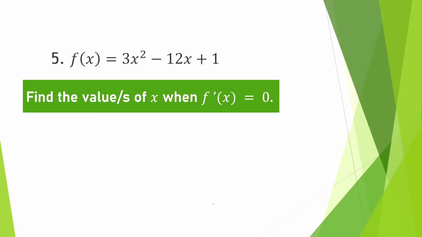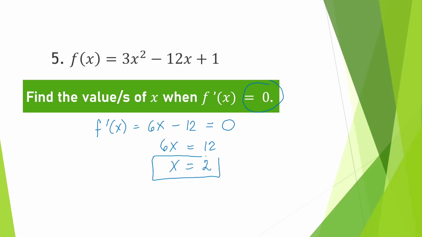Okay, let's go to number 5. Find the value or values of x when f prime of x is equal to 0. Okay, fast forwarding our timer. Let's first get our f prime of x. So f prime of x will be 6x minus 12. And then we're interested in at what value or values of x this is 0. So we equate it to 0. This is just linear, right? So we have 6x equals 12. It's like solving a linear equation. So x equals 12 over 6, or 2. So this is our final answer.